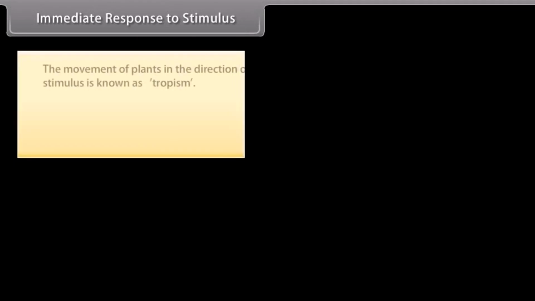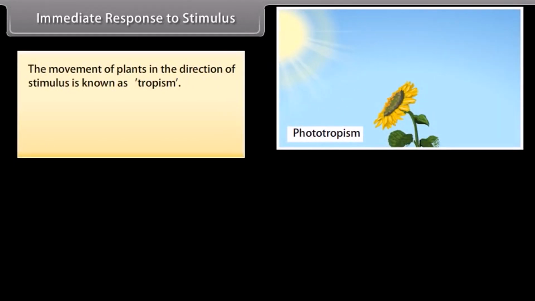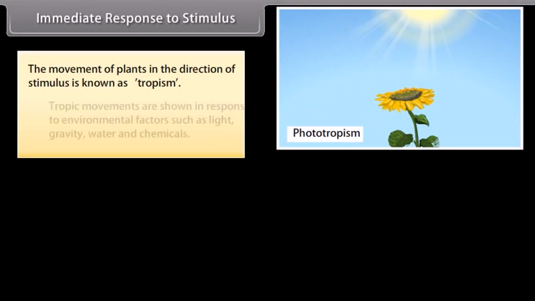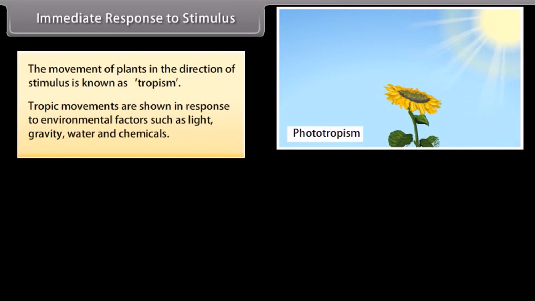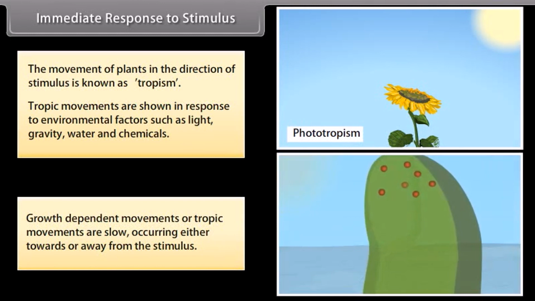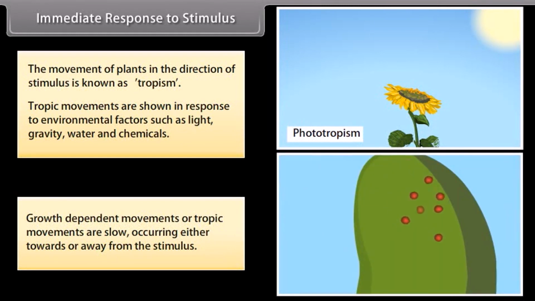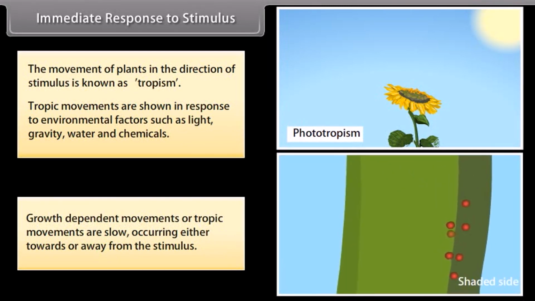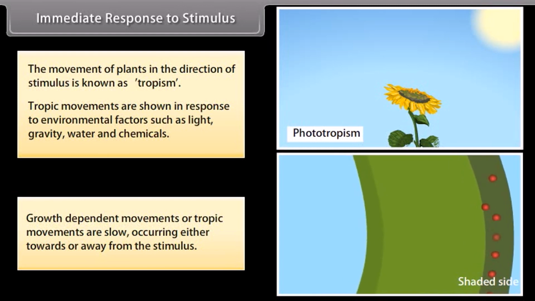Immediate response to stimulus. The movement of plants in the direction of stimulus is known as tropism. Tropic movements are shown in response to environmental factors such as light, gravity, water, and chemicals. Growth-dependent movements or tropic movements are slow, occurring either towards or away from the stimulus.